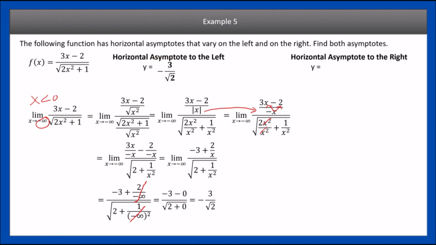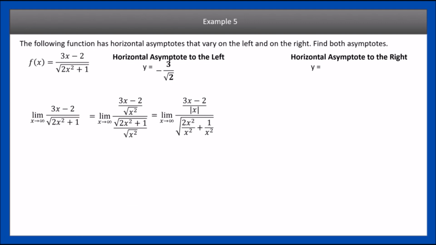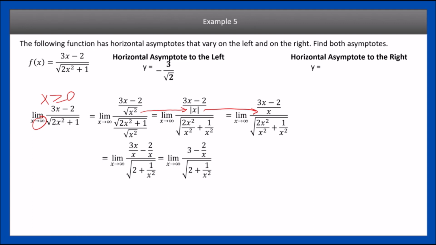Now let's look at the horizontal asymptote to the right. If we do the same process, divide by square root of x squared on the numerator and denominator, this time we notice that this turns into absolute value of x, but since x is approaching positive infinity, that means x is greater than or equal to 0, which means that the absolute value of x turns into positive x, just regular x. So everything else is the same except for that negative x part.